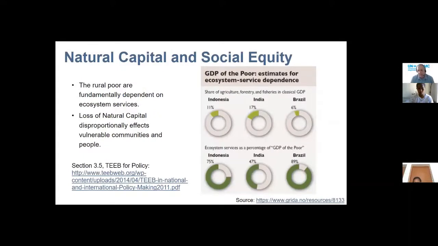Another important part of natural capital is that loss of natural capital really tends to have a disproportionate impact on vulnerable communities, as these types of groups are particularly dependent on ecosystem services for their well-being. An example being the rural poor, and the publication in section 3.5 again provides quite a nice summary of these kinds of issues if you're interested in looking at a bit more.